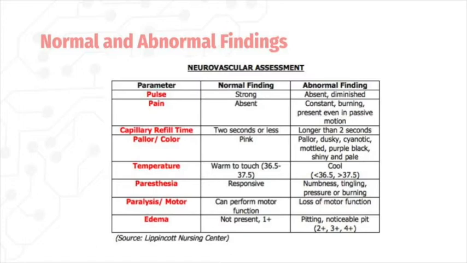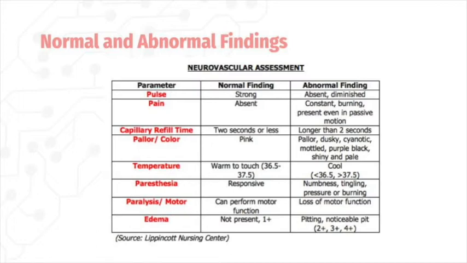So for the fourth parameter, we have pallor or color. For the normal finding, the pallor or color should be pink and warm. For the abnormal finding, the color of the skin appears pale, dusky, cyanotic, mottled, purple-black, shiny, and pale. So pallor is a very good indicator if the extremities are being perfused with blood.